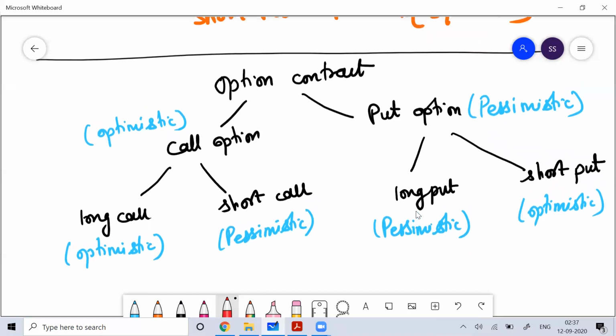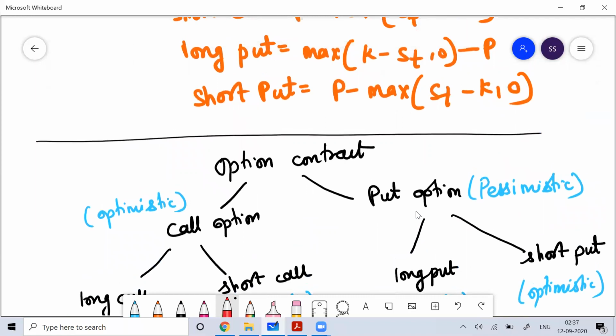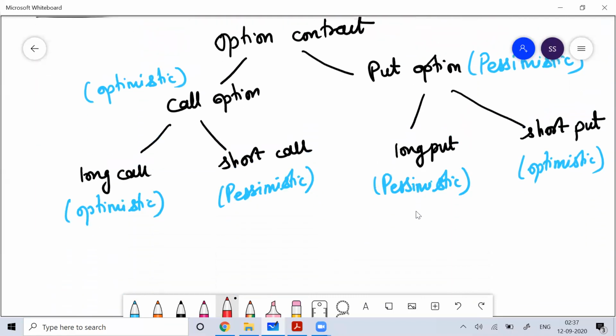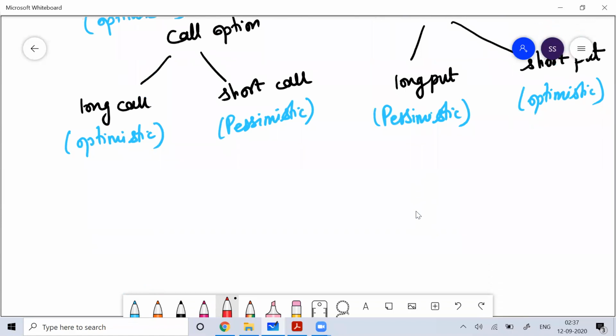Like, if right now you believe that Nifty can go up, then you can either take a long call on Nifty or a short put on Nifty. If you take a long call on Nifty, you need to pay a premium, and if Nifty actually goes up, then you will end up booking unlimited profit. But if things do not happen the way you thought, then you lose the premium you paid.